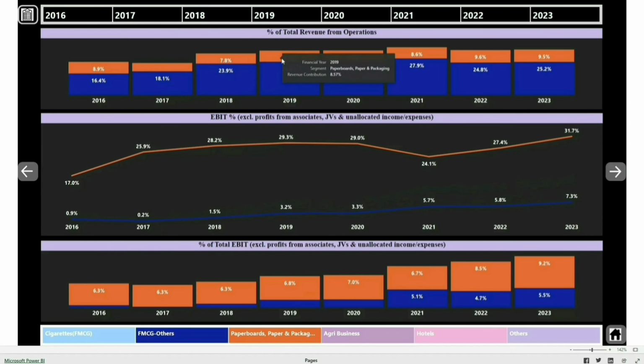You can clearly see that the revenue contribution by the paper business happens to be low in comparison to the FMCG others, but it is again reversed here, right? The profit contribution from the paper business is much more than the FMCG other business. Here you can also look at the profit margins for the paper business. Earlier it used to be 17%, today it's 31.7%. For FMCG other, it was 0.9%, which has gone all the way up to 7.26%, means more than 8 times.